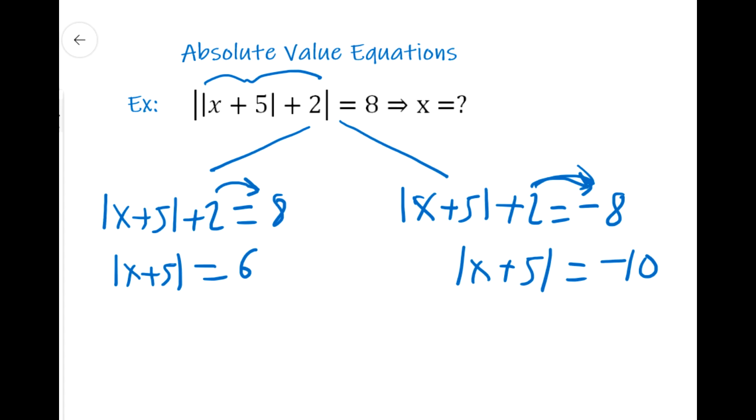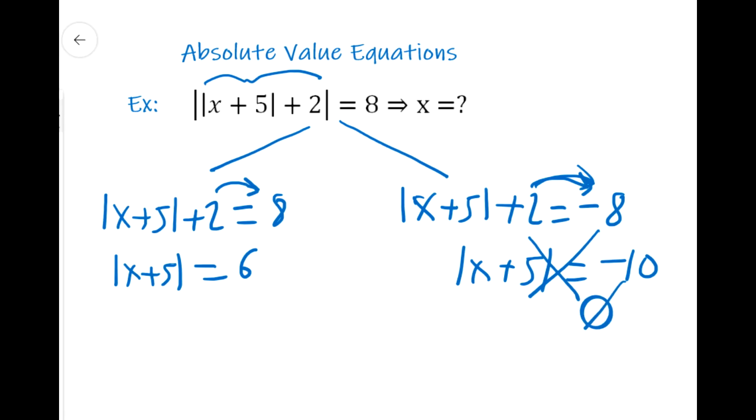Anyway, so we have an absolute value on the left, and on the right we have negative 10. That is not possible, guys. We cannot get any solution from here, because every value of an absolute value is not a negative number. It is always a positive number. So that is why we don't have any solution from here.